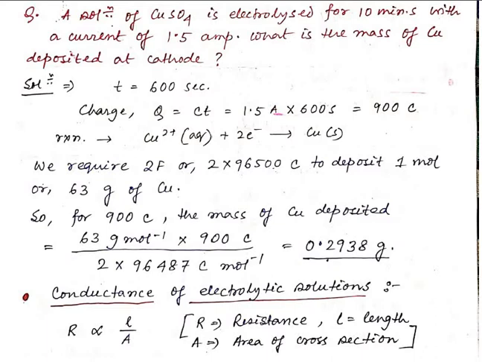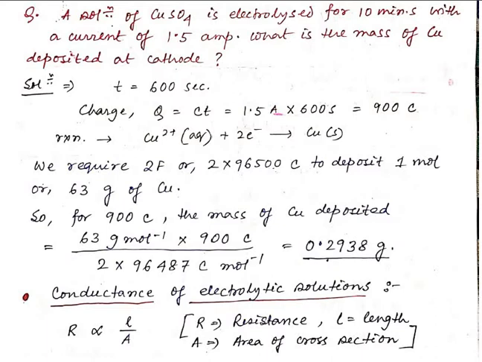I have written here: for 900 coulomb, the mass of copper deposited is 63 gram per mole into 900 coulomb divided by 2 into 96500 coulomb per mole. So that is actually W is equal to ETC by F.